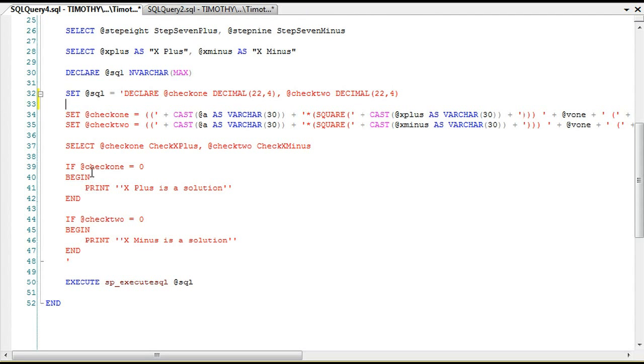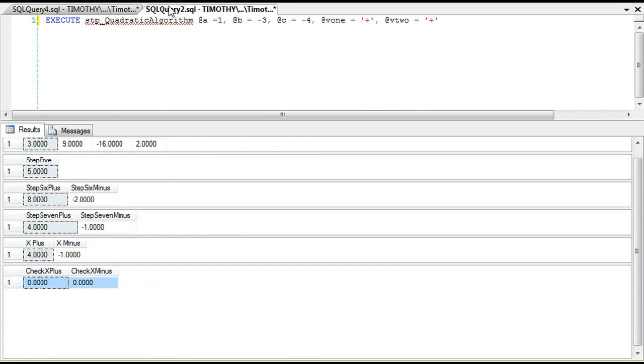So then it selects, and this is what we're seeing in this query, it's going to select these two values, and then we have another if statement: if check 1 equals 0 and if check 2 equals 0, then we'll print them as solutions. If they don't, then they don't get printed. And I'll illustrate this with something different. Let's see, I'm going to use 7 here, and I'm going to use 0 here.